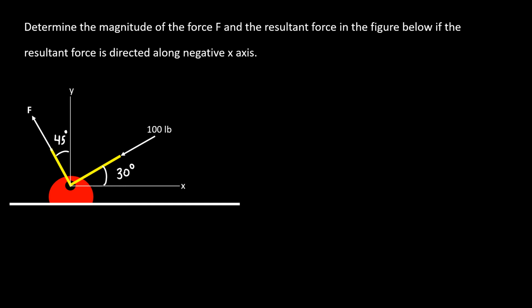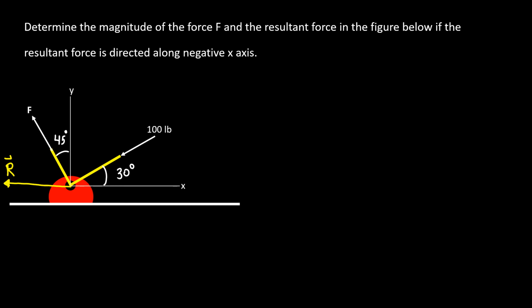Our second exercise is a little bit different. Determine the magnitude of force F and the resultant force in the figure below if the resultant force is directed along the negative x-axis. So here I already told you that our resultant force is going to point here. Here is going to be our resultant force.